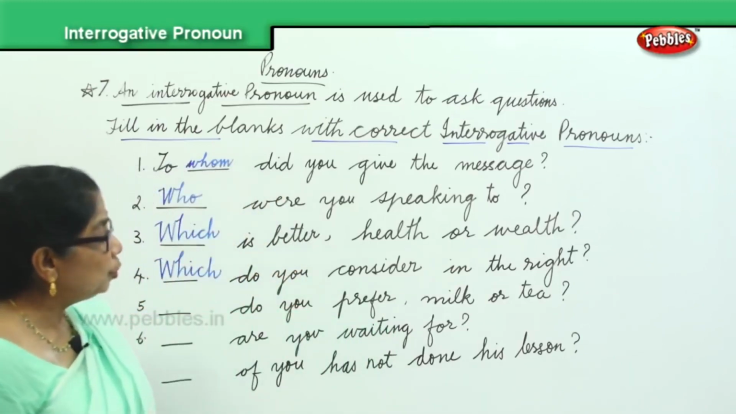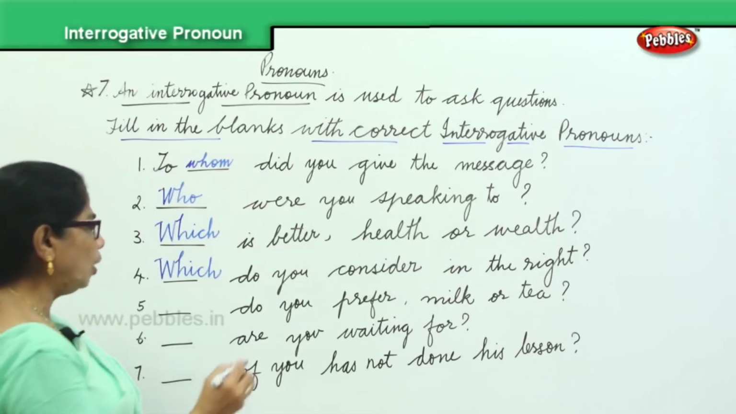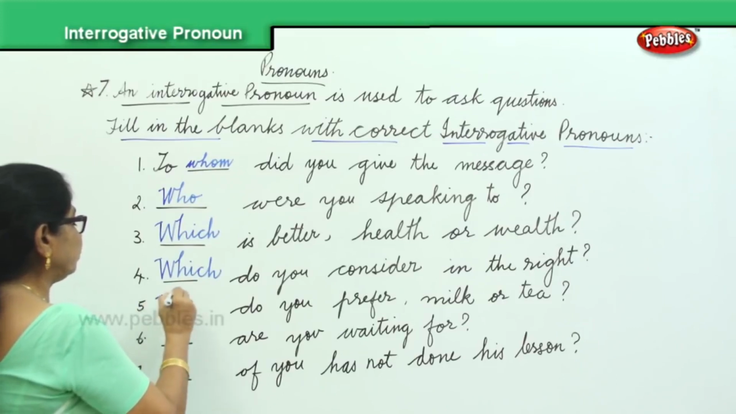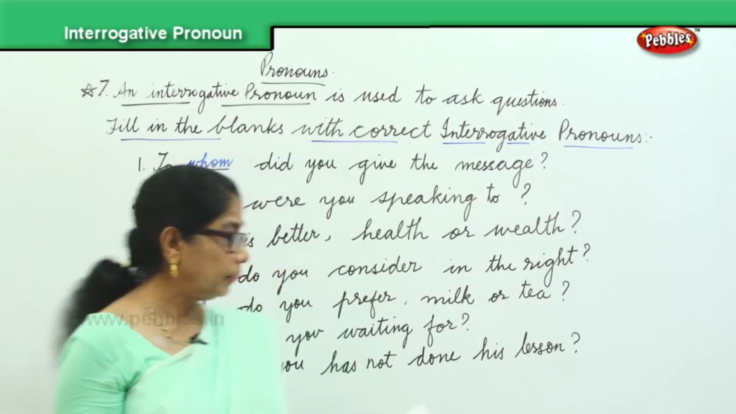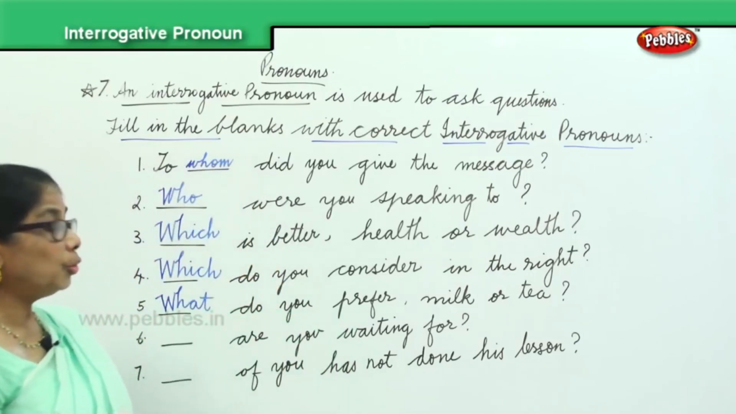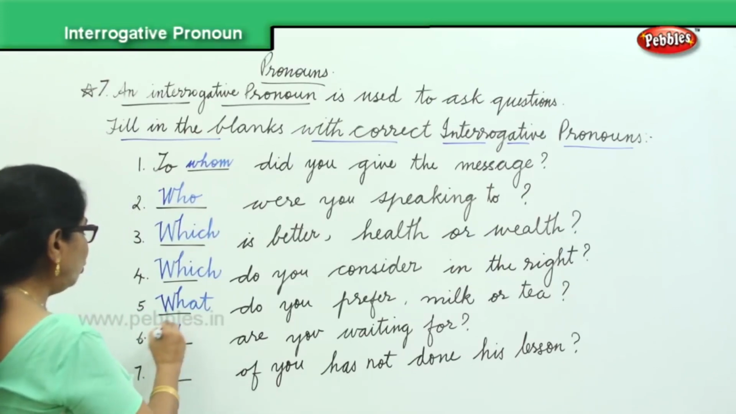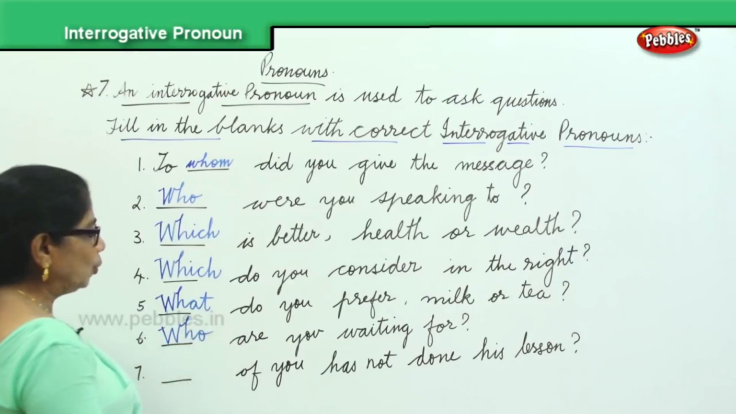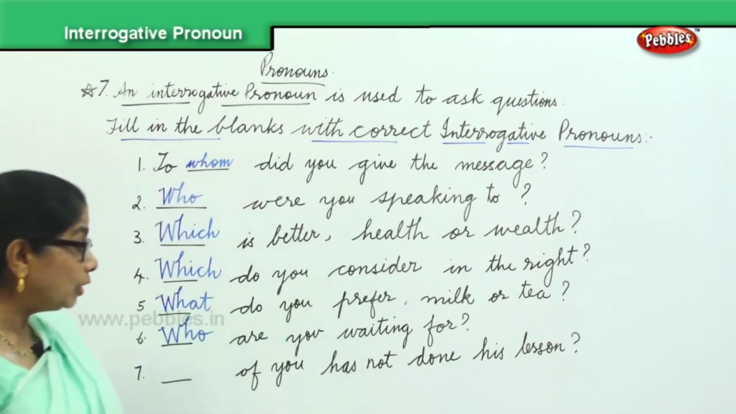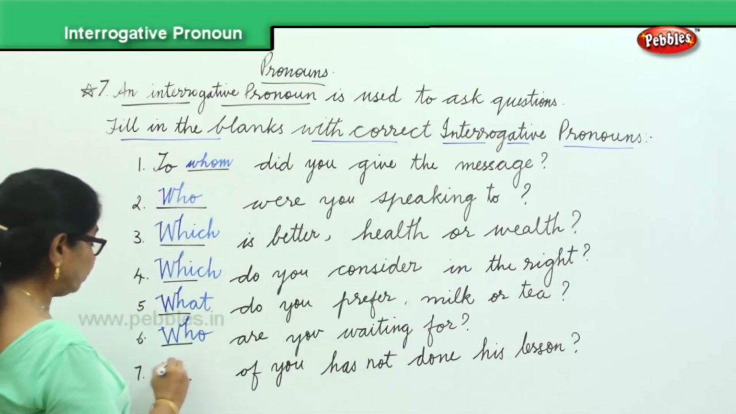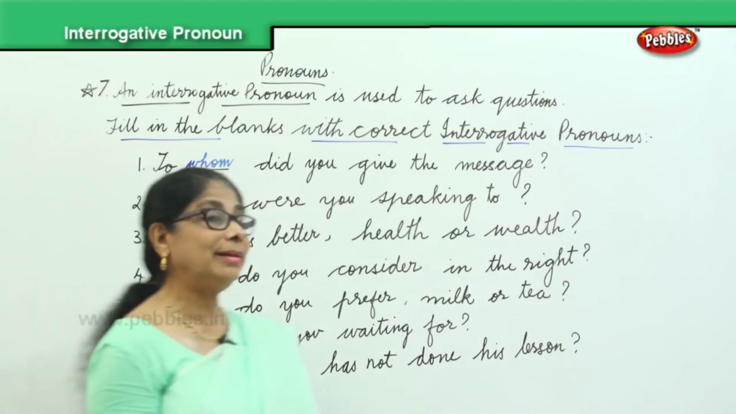Next we have, dash do you prefer, milk or tea? What do you prefer, milk or tea? And then you have, dash are you waiting for? Who are you waiting for? And finally you have, dash of you has not done his lesson. Which of you has not done his lesson?